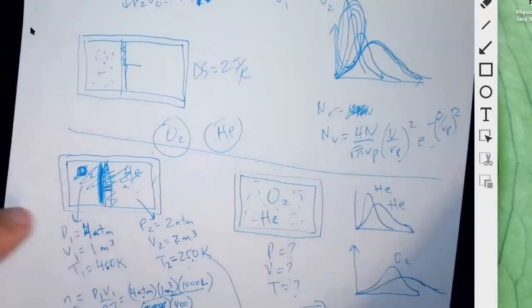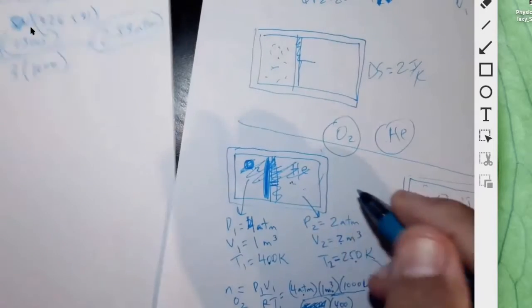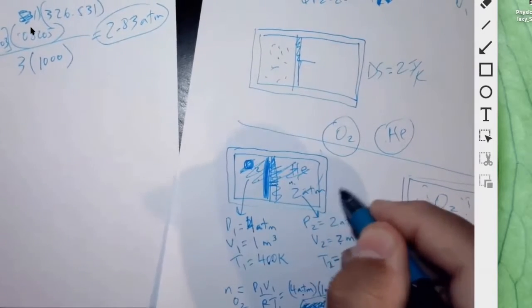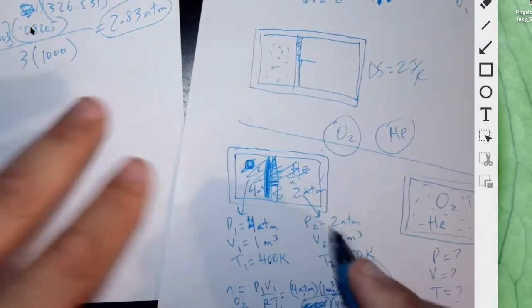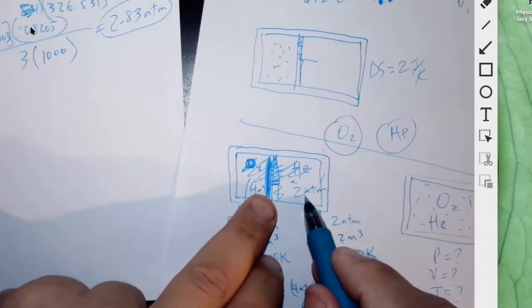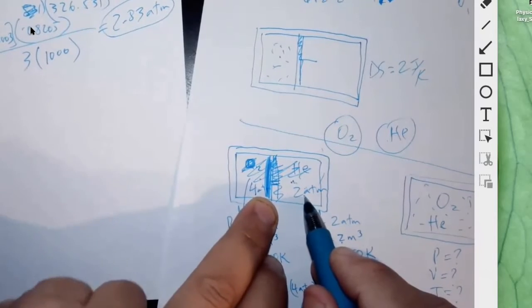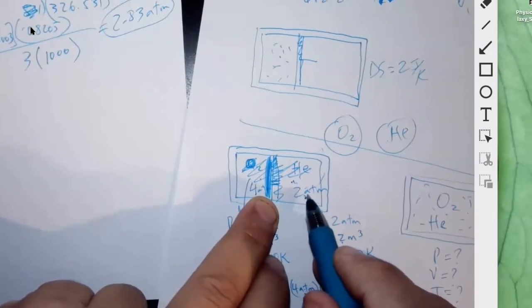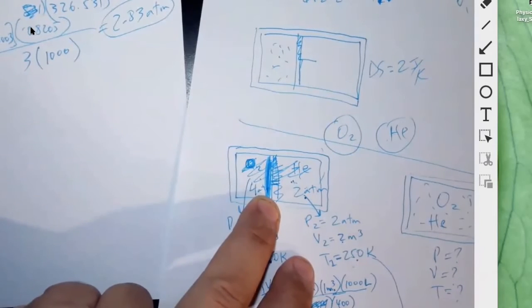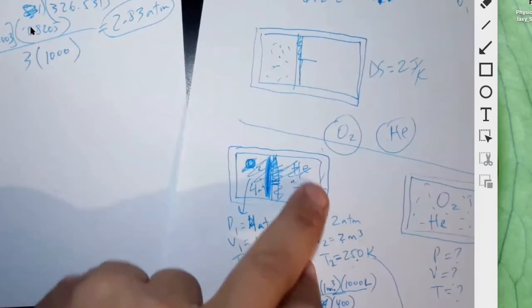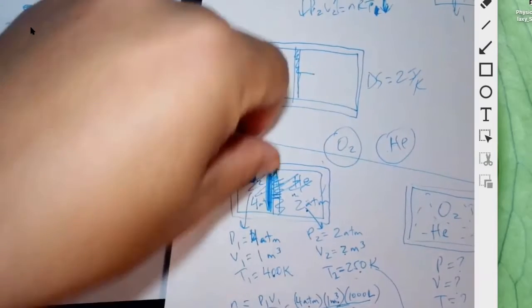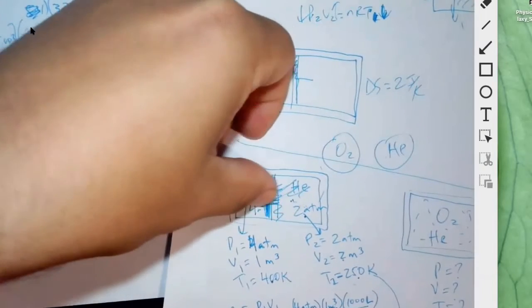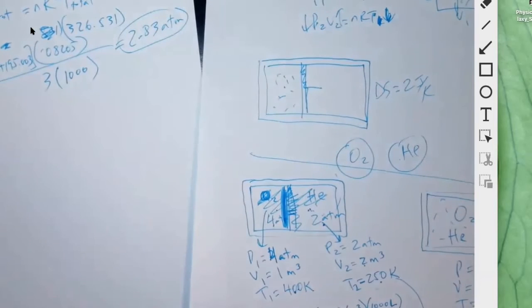Okay, let's see if that makes sense. If this one was 2 atmospheres and this one was 4 atmospheres, oh, okay, so the final pressure is in between the two. 2.83 atmospheres, yeah. It's closer to this one, but it does make sense that the final pressure is between the two pressures of the two gases. Yeah, nice, huh?